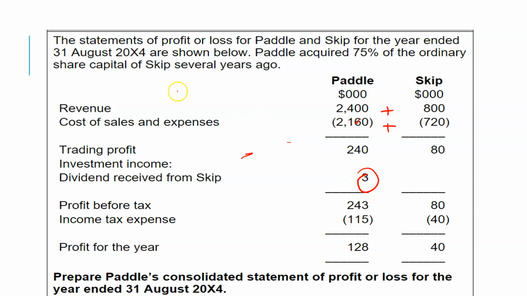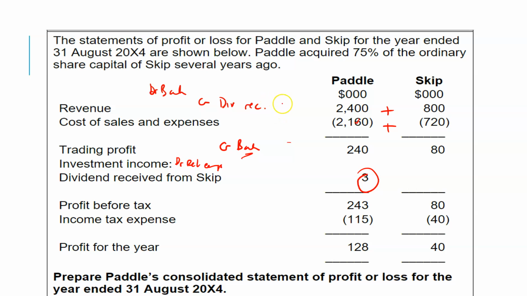I mean, sometimes it's interesting to know the double entry. Really, Paddle would have said debit bank, credit dividend received. I'm just imagining that Skip would have said credit bank and debit retained earnings, because, of course, you pay your dividends out of retained earnings. So when I say you leave it out, in practice, this would be journaled out. We don't need to know that.